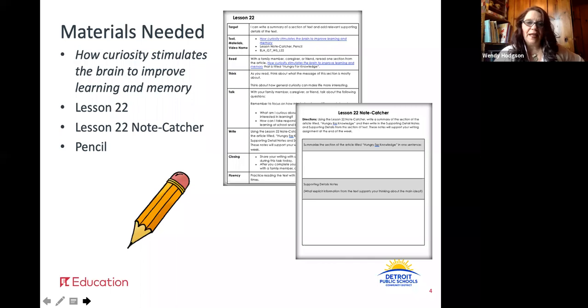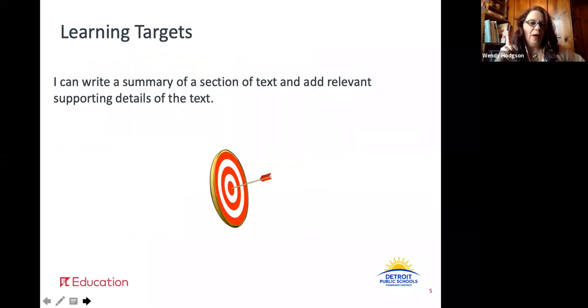All right, fantastic. Welcome back. Today, we have one learning target. It states, I can write a summary of a section of text and add relevant supporting details of the text. So you're going to write a summary and you're going to want to add some evidence that supports your summary. So basically, that's where we're headed on today's lesson.